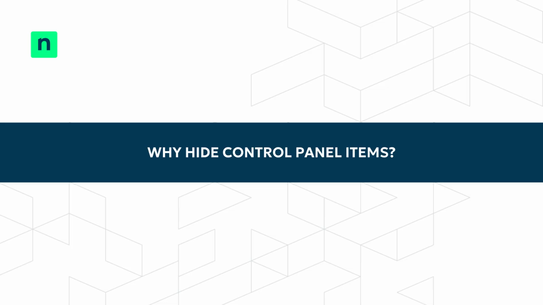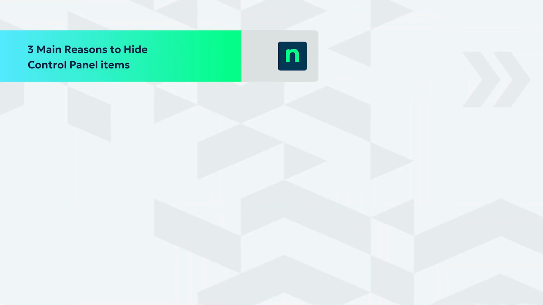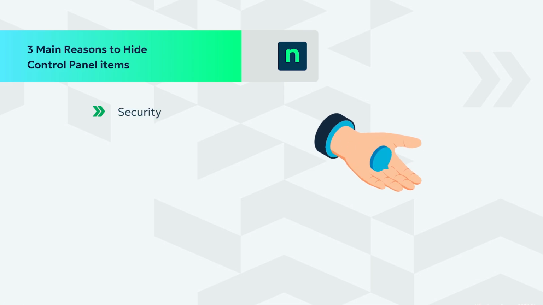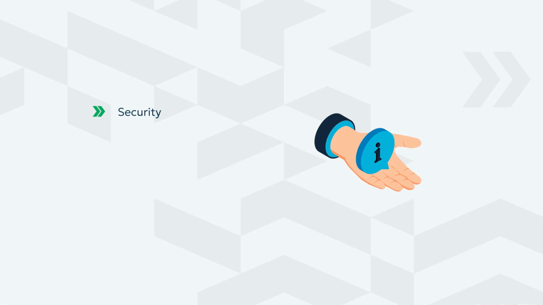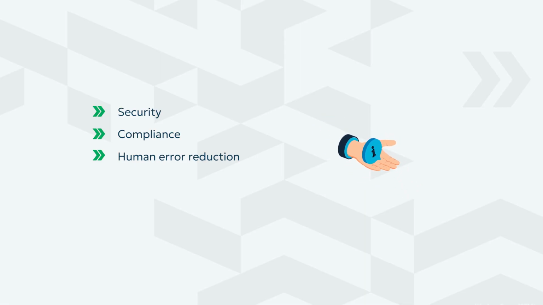Why hide control panel items? There are three main reasons to hide control panel items. First, security. To prevent unauthorized changes to sensitive settings like network configurations, Windows Firewall, or antivirus. Second, compliance. To limit access to system settings to meet industry regulations and internal IT policies. Third, human error reduction. To protect your systems from accidental misconfigurations by end users.